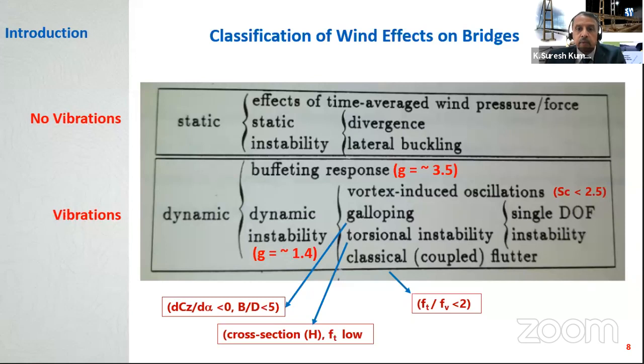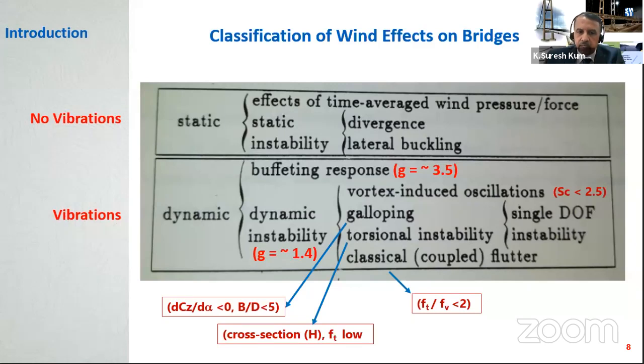And in static instability, there are a few that can happen: torsional divergence and lateral buckling. Typically these issues do not come up on bridges all the time. Mostly on bridges, dynamic instability is seen a number of times. Buffeting response is very, very common. Like I said before, in all structures buffeting response is very important. The peak factor is approximately 3.5 because you have a broad spectrum. Your bandwidth is high, so the peak factor is high, about 3.5.